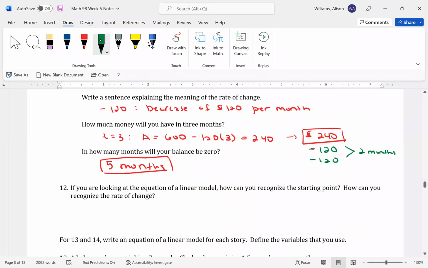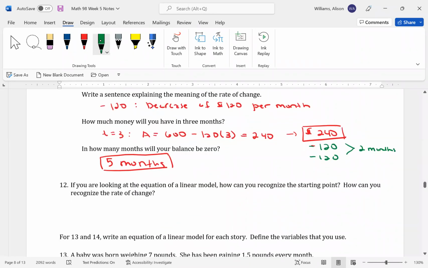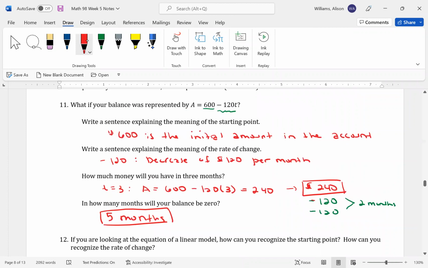Okay, if you're looking at the equation of a linear model, how can you recognize the starting point? How can you recognize the rate of change? So the starting point, often it is the first number, but it's really the one that is just a number. It's the one that isn't with the variable. It's the one that's by itself. The 600 is kind of standing alone. But the rate of change is multiplied by the variable. So that's how I tell the difference.